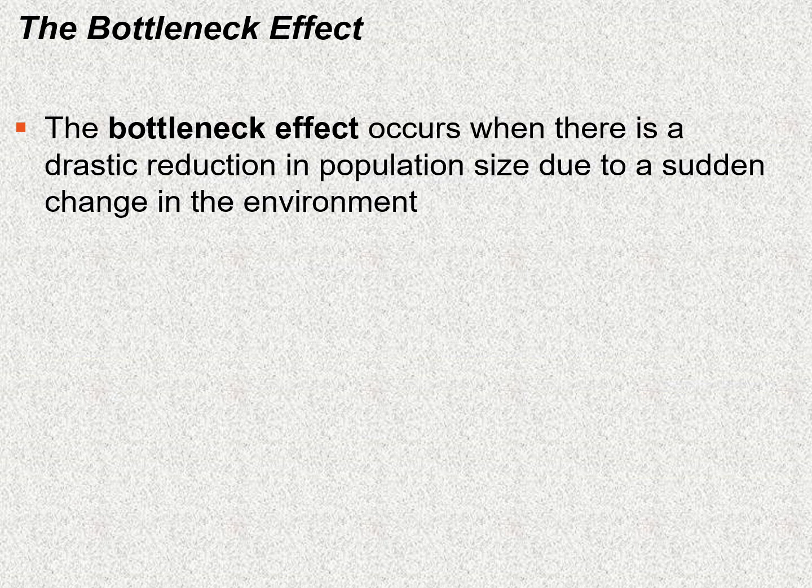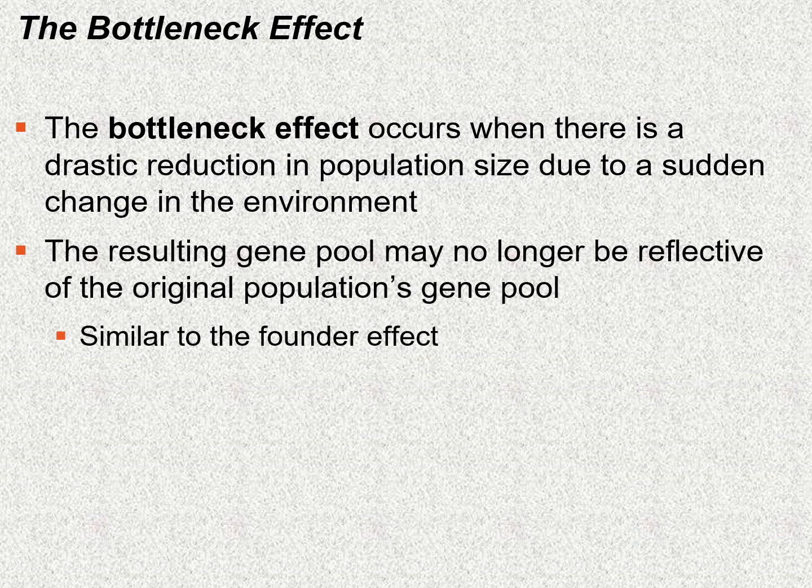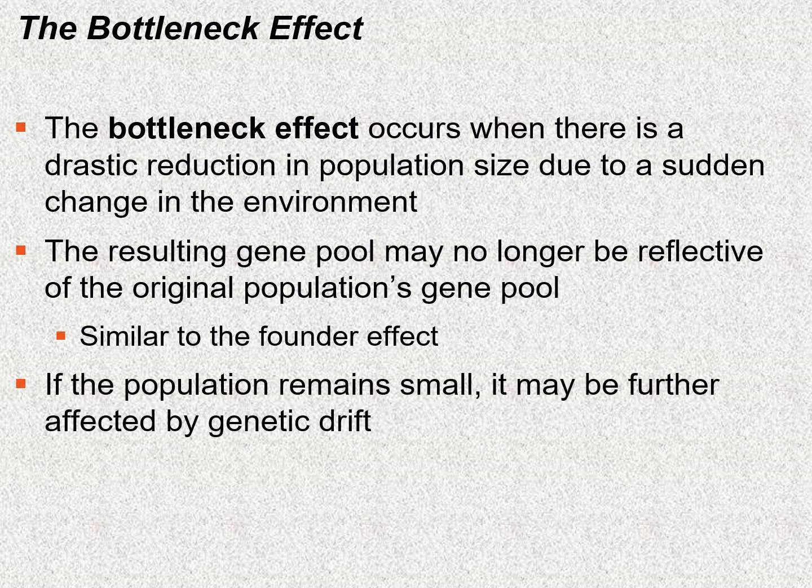Okay, so that surviving population is the population that's going to be contributing to the next generation. Here the gene pool is going to be reduced significantly. Again, this is very similar to the founder effect. If the population remains small, it will be affected by genetic drift. Remember, genetic drift has its greatest effect on small populations. And here is where a lot of alleles can be lost and alleles can be fixed.